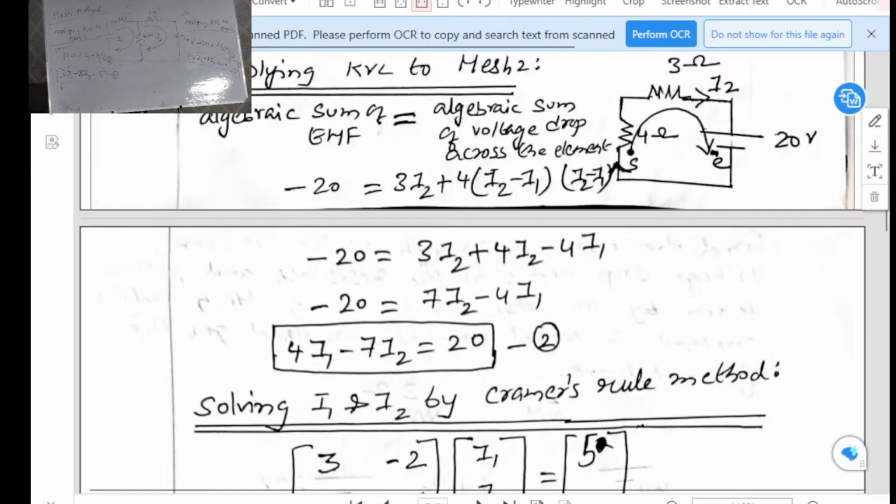You will get the answer I1, I2. Our target is unknown current or mesh current, to get the branch currents.